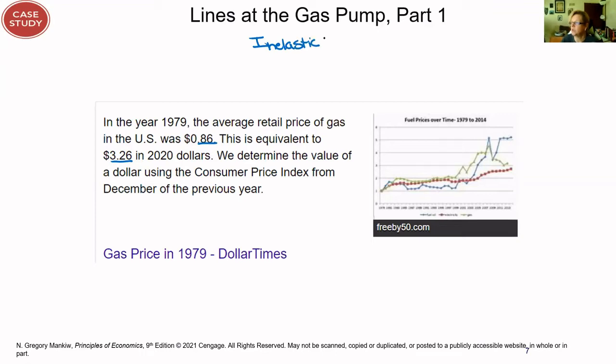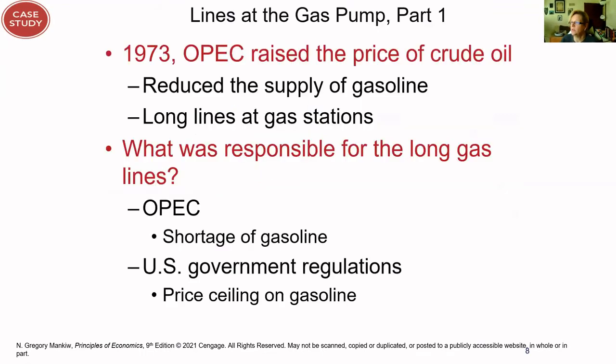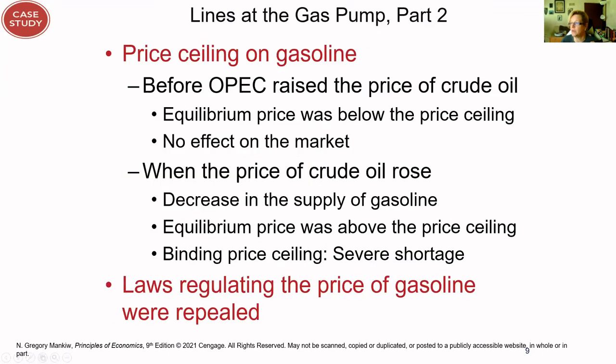Okay, what happened? Well, OPEC raised the price of crude oil, reduced the supply of gasoline, and long lines. What was responsible? OPEC and the shortage of gasoline, and the government stepped in and put a price ceiling on gas. Now, what have we just said? If that ceiling becomes binding, we're going to end up with a shortage. Long lines, price discrimination, and so on.